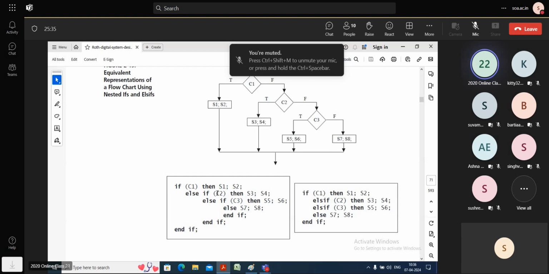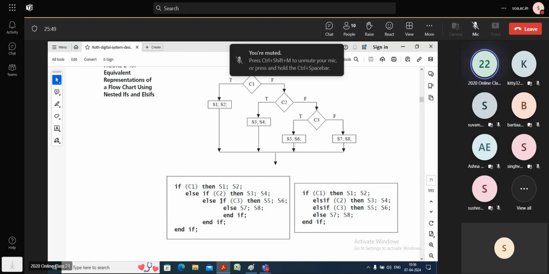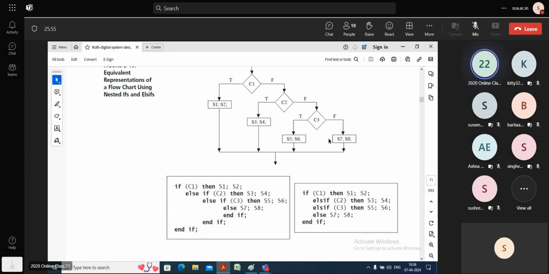Else if C2, then S3, S4 will be executed. Else if C3, then S5, S6 will be executed. Next, corresponding to this if, if this is not satisfied, then else S7, S8 will be executed. Now you can see the end of if. First the end of this inner if. So this is the end of this if.